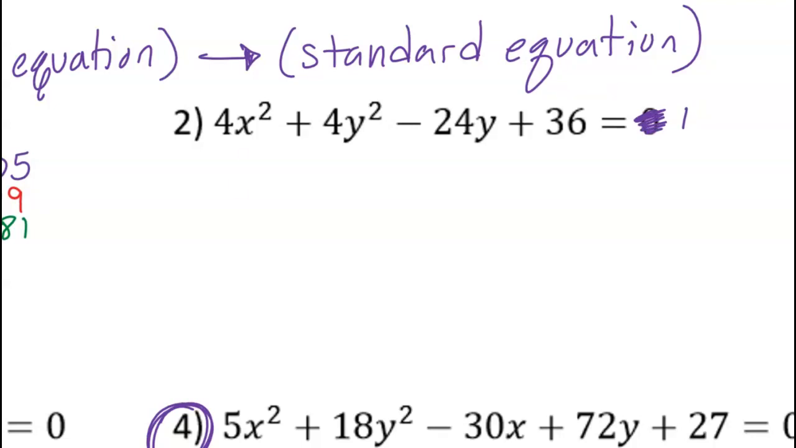First thing I'm going to do is group my x's. We have 4x squared. Nope, there is no other x. So 4x squared. And then I'll group my y's. And I'm going to leave a space.